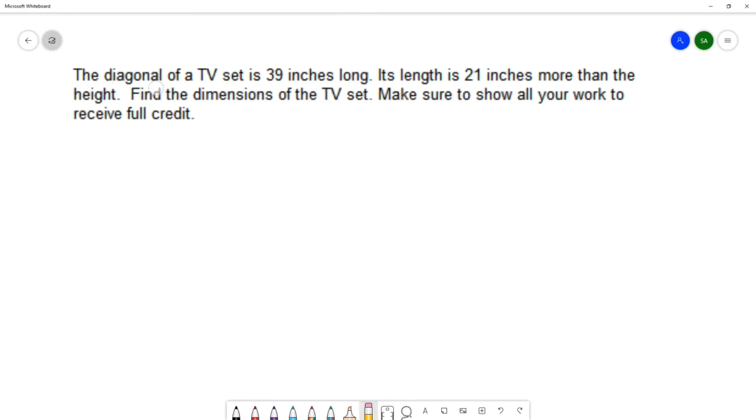The diagonal of a TV set is 39 inches long. Its length is 21 inches more than the height. Find the dimensions of the TV set. Make sure to show all your work to receive full credit.